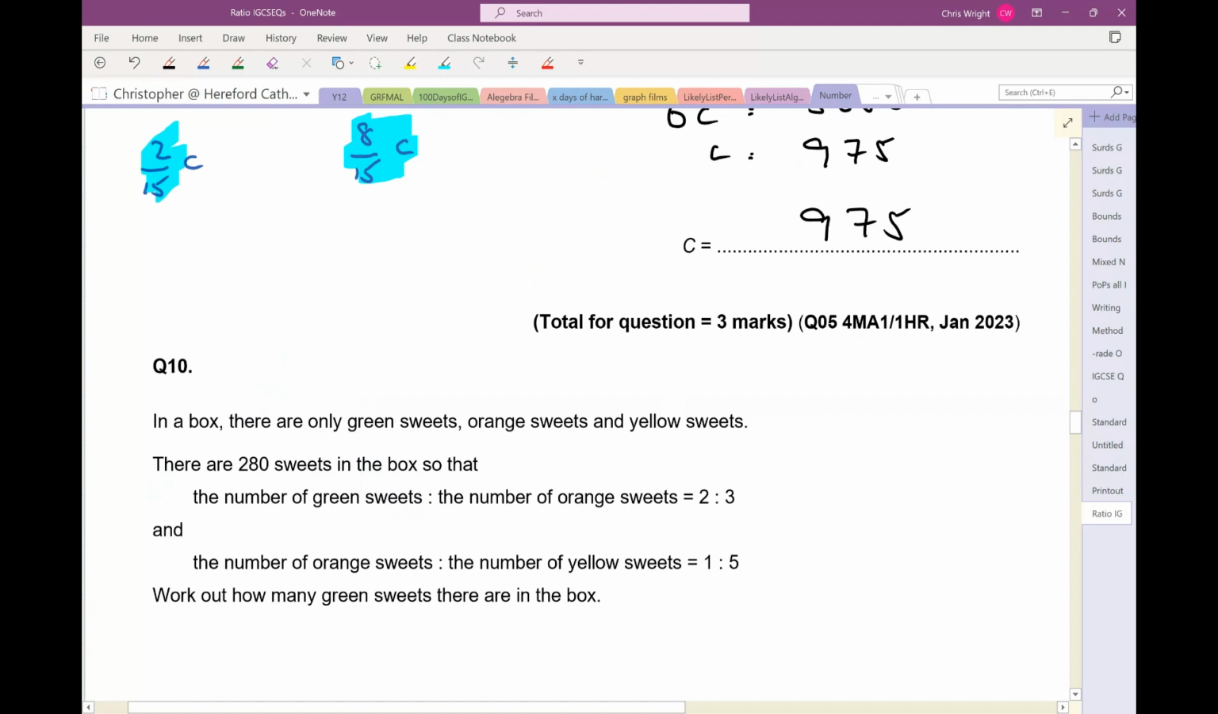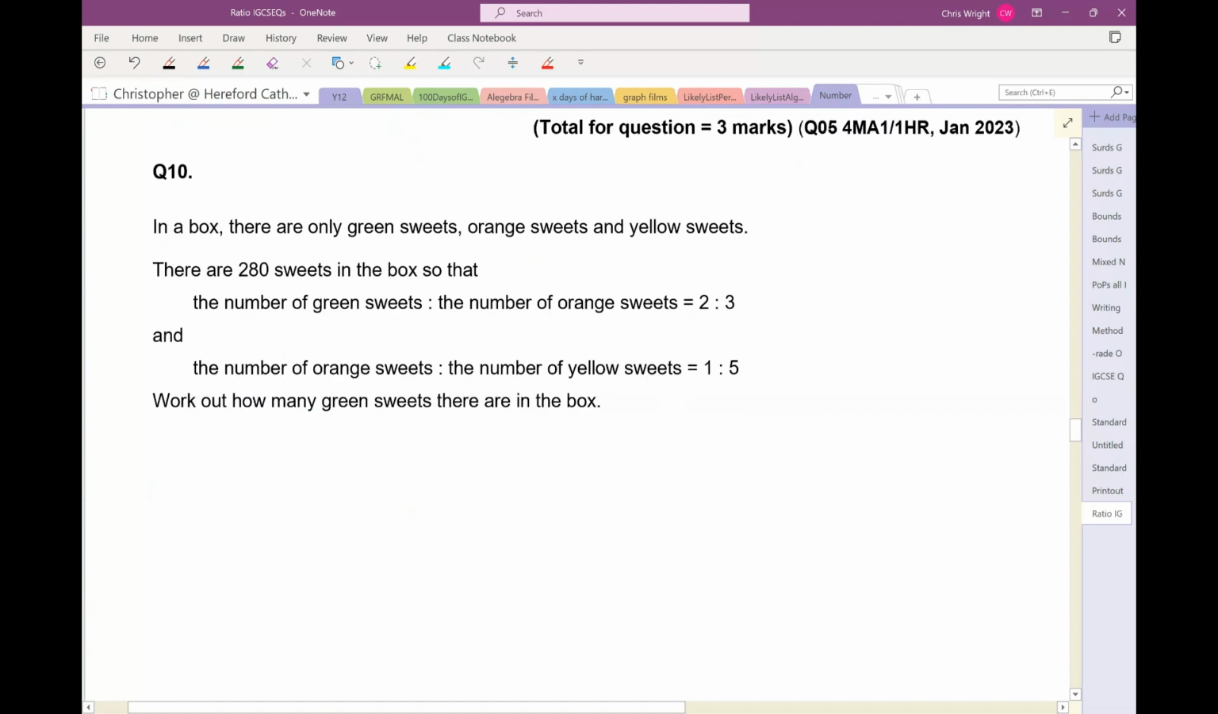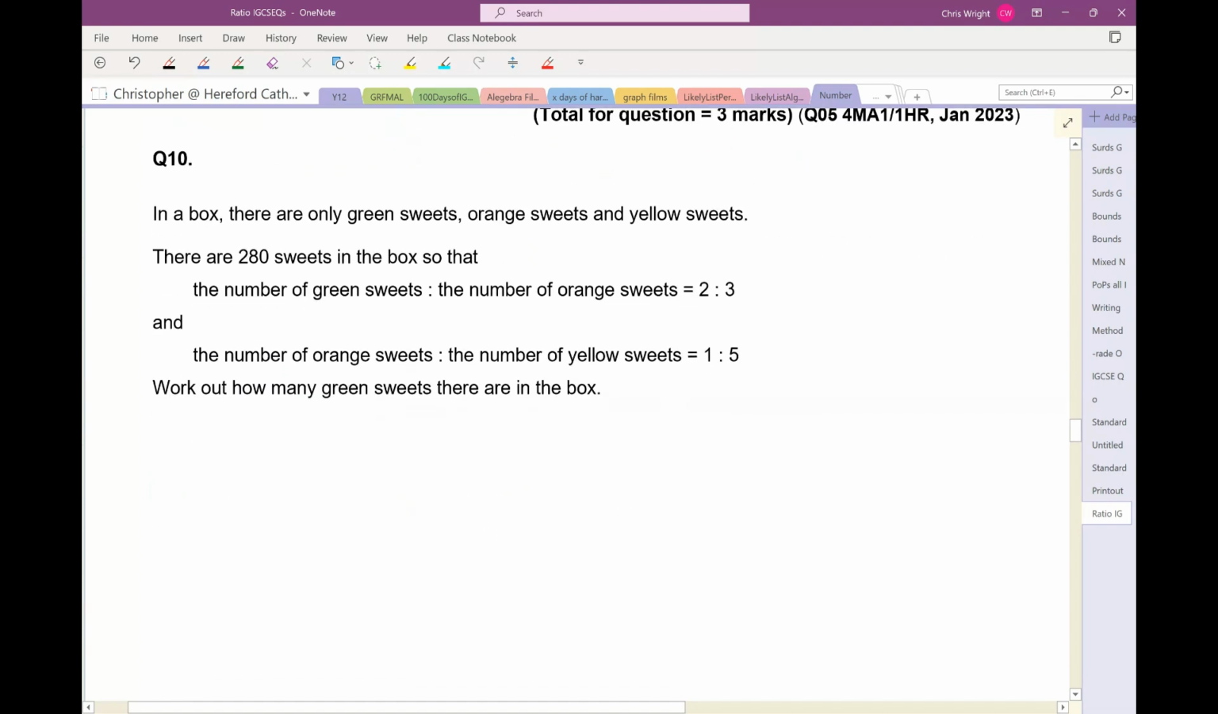Question 10. In a box, there are only green sweets, orange sweets, and yellow sweets. There are 280 sweets in the box. The number of green to the number of orange is 2 to 3. And the number of orange to yellow is 1 to 5.